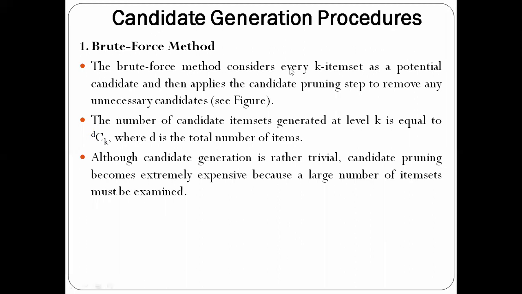Since every item set is considered as a candidate here, the number of candidate item sets generated at level k will be equal to dCk. That is a very huge number. It will be generating a large number of candidates, so it is very, very expensive. This method is very expensive compared to the method which I explained previously, that is Fk-1 into Fk-1, because every k-item set will be considered as a candidate here. After that we will be pruning the candidates by applying the Apriori property.